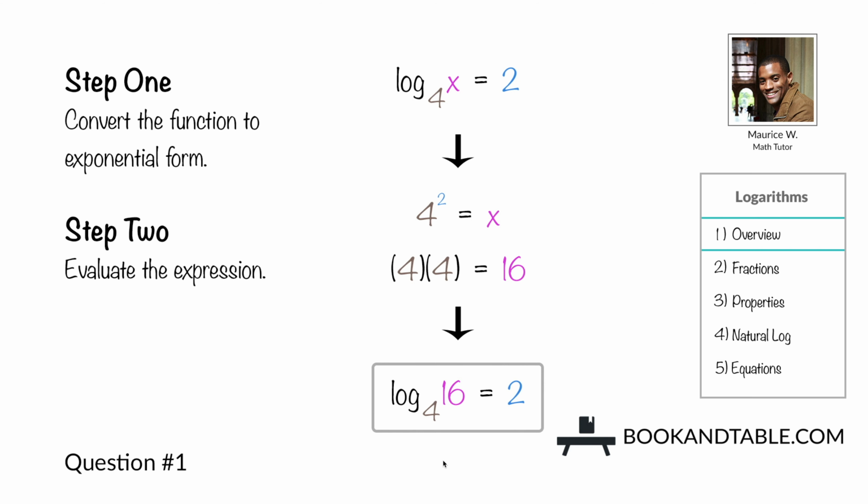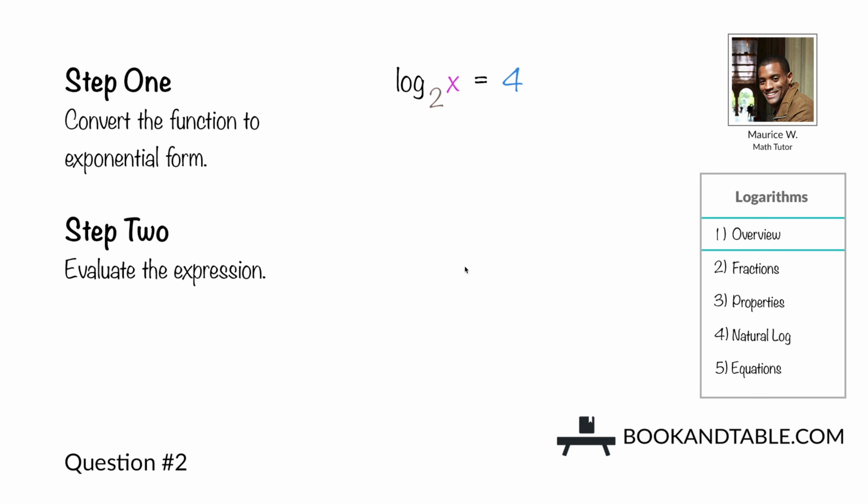Let's now have a look at question number 2. We were given log of base 2 of x is equal to 4. Step 1, convert the function to exponential form. So we take our base of 2, raise it to a power of 4, and set that equal to the argument x.